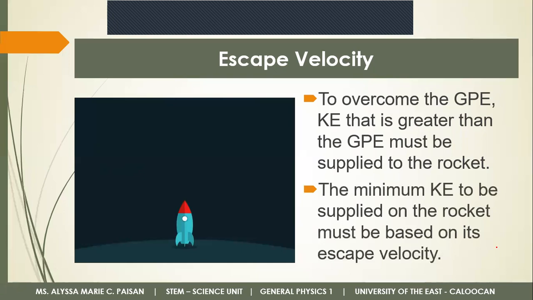We know naman that, again, kinetic energy is an energy associated with motion. And remember from our study of work, power, and energy, kinetic energy is equal to 1/2 mv squared, where v is the velocity of the object. So here, si rocket natin, kailangan natin siyang providean ng kinetic energy in such a way that it will move at a minimum velocity called escape velocity.